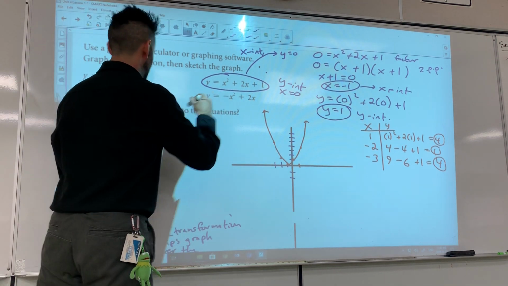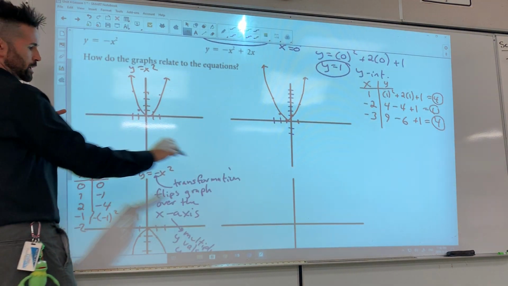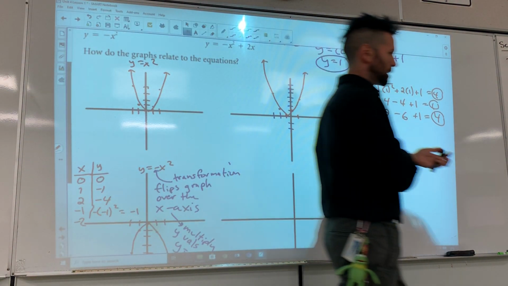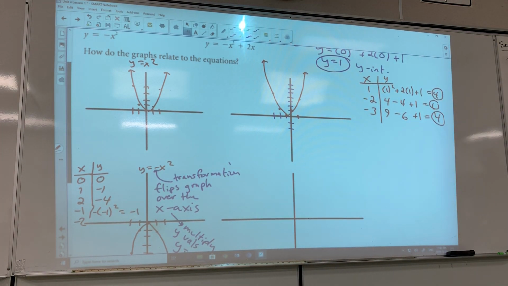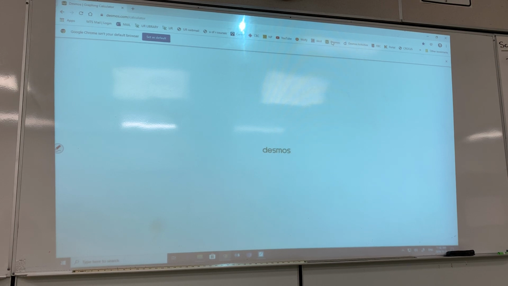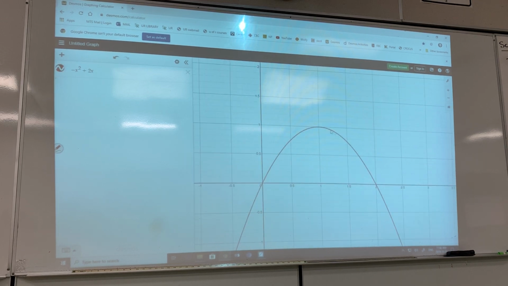I don't want to spend a bunch of time on it, so I'm just going to go to Desmos and quickly sketch it. And you guys can write it in, and then we'll talk a bit more about properties. So -x squared plus 2x. Okay, so write this in. I'll zoom in a bit. So the vertex is 1, 1.